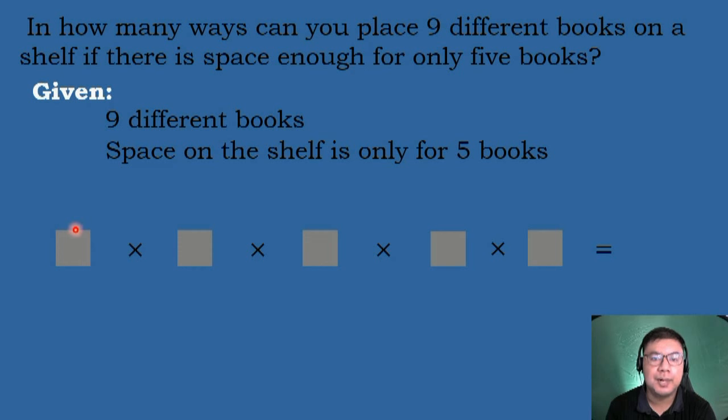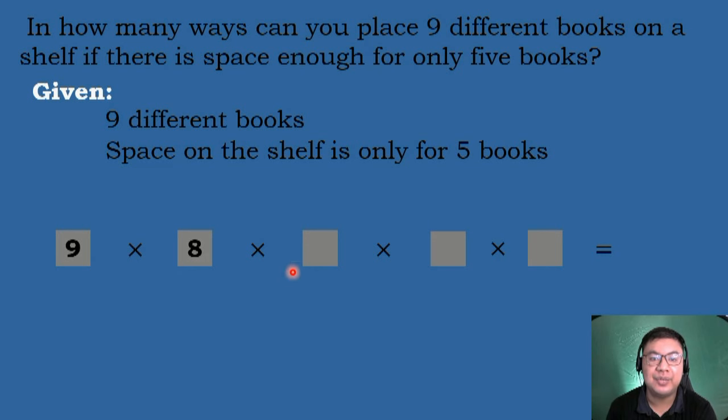So on our first box, there are 9 different books we can place on this position. So there are 9 possible ways. And then times on the second box, if we have placed 1 book here, then on the second box, there will be only 8 different books. So this will be 8.